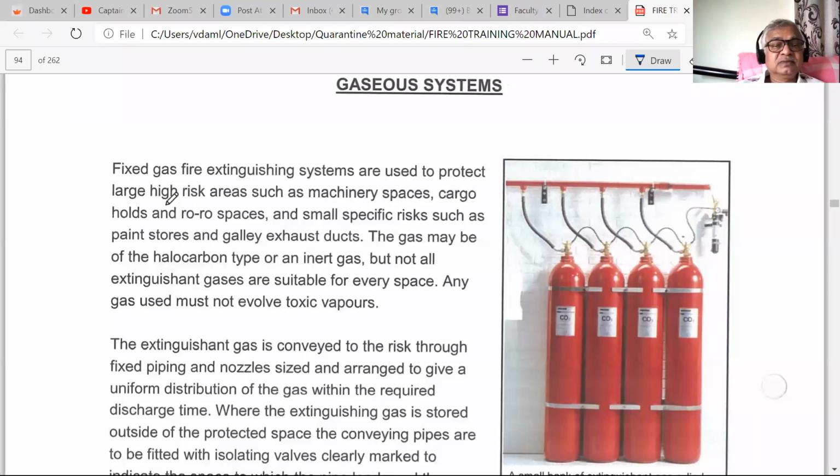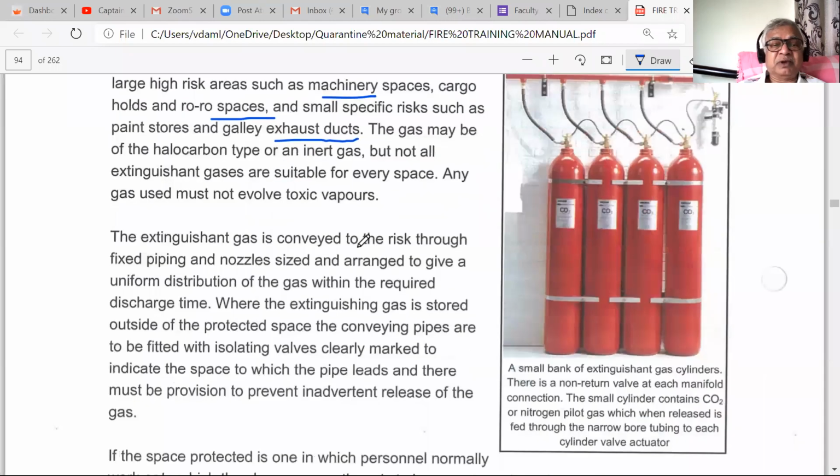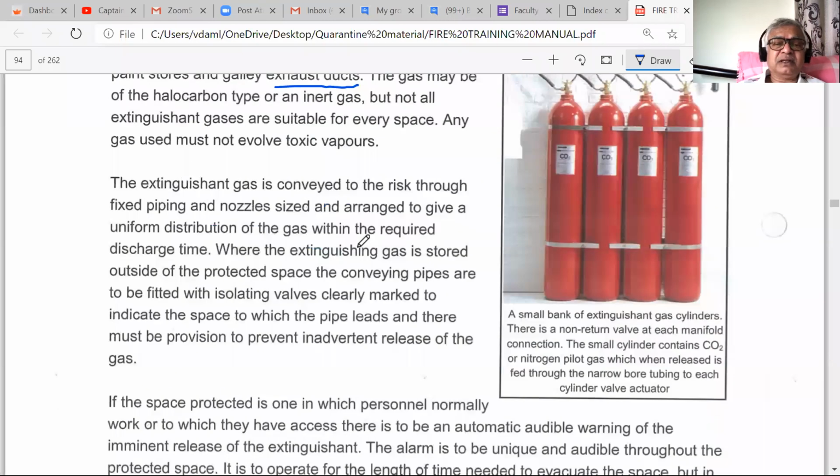Now, where it is used: typical machinery spaces, cargo holds, ro-ro spaces, galley exhaust duct. Okay, this is the duct. Halocarbons, one of them halon, are not allowed because of greenhouse effect and all. Then there are substitutes, but they work out very expensive because they are rarer gases.